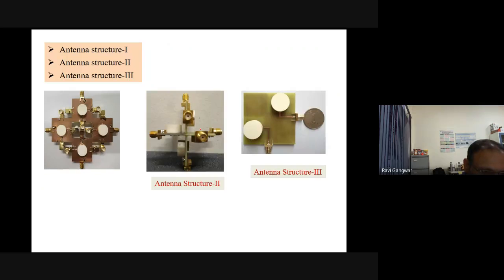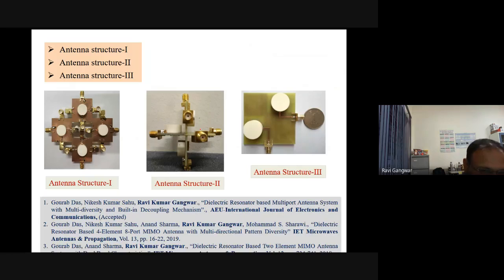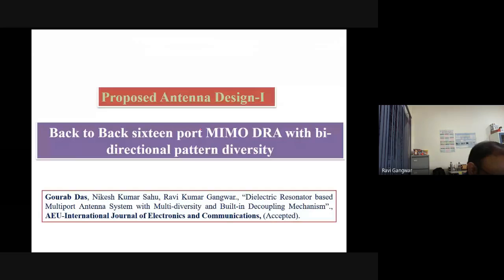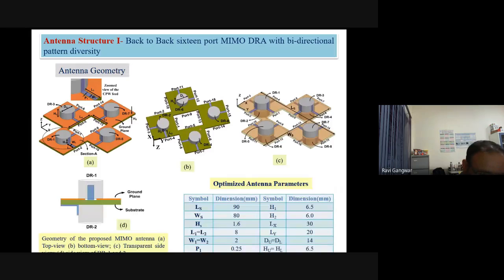So here I am going to present 3 different designs based on these different kinds of isolation techniques. The first one is the basic back-to-back 16-port MIMO DRA with bidirectional pattern diversity. So here you can see that I have used the 8-element and 16-port system.